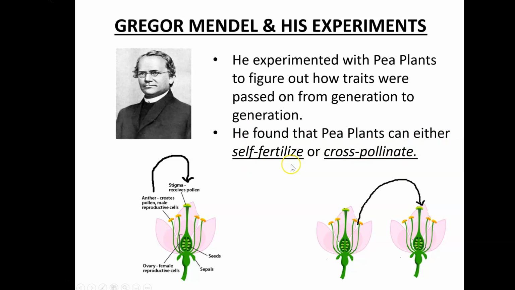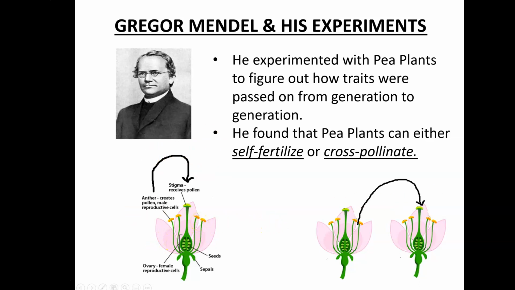So self-fertilization means that the male gametes, basically these anthers, right, produce the pollen, which are the male reproductive cells. When a pea plant is able to self-fertilize, the male gametes are crossed with the female reproductive cells in the ovaries, so the anther makes contact with the stigma, and that allows for self-fertilization.